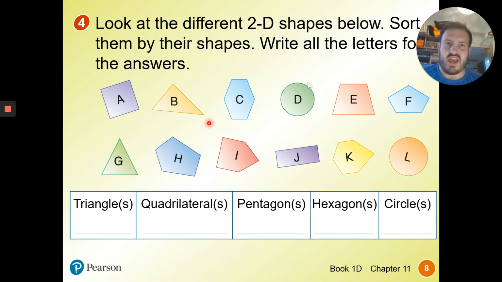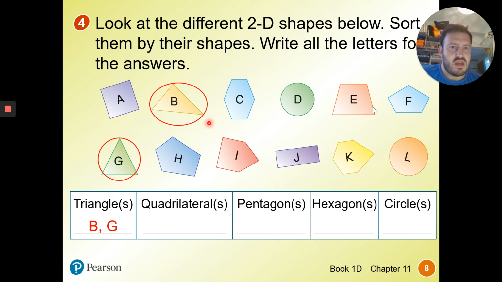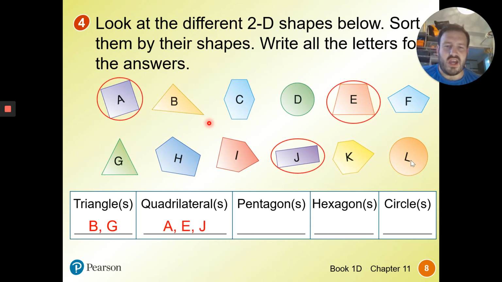Okay, so let's have a look here then. Look at the different 2D shapes, sort them into their shapes. So let's start off with triangles. Let's start with the top row. We've got B, G. So it's just B and G. Now we go to quadrilaterals, anything with 4 sides. A, E, J.